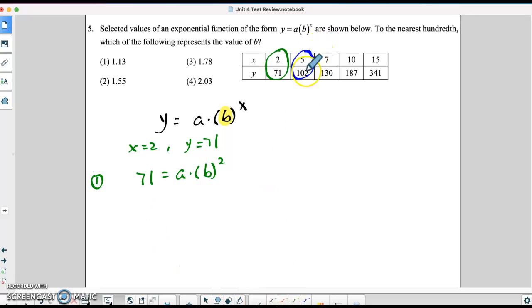Okay, for the second equation, we can use the second ordered pair. Of course, you can use the third, fourth, or fifth. It doesn't matter which one you are using. It would not change the answer.